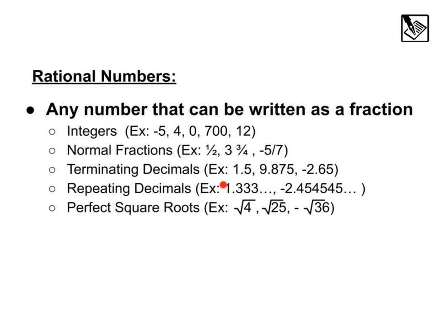Repeating decimals, that's when we have a decimal that goes on forever but repeats a pattern, such as 1.33333, etc. Negative 2.454545, we see that pattern. And perfect square roots. That's a square root that we can evaluate to a whole number. Like square root of 4 is 2, square root of 25 is 5, negative square root of 36 is negative 6, etc.